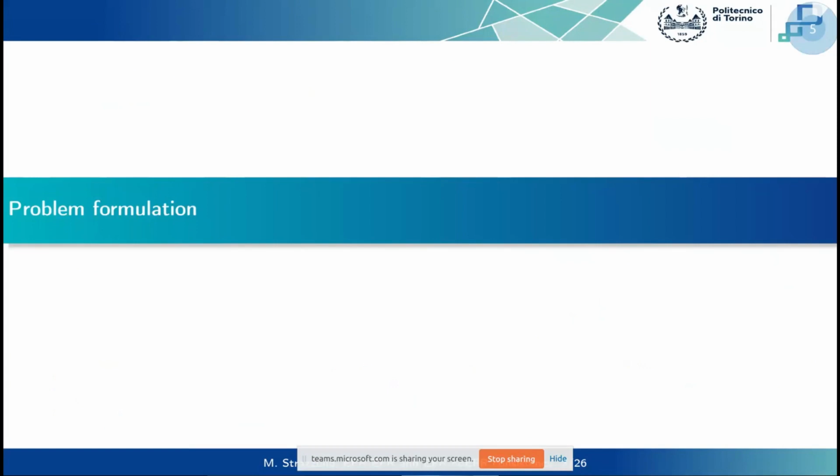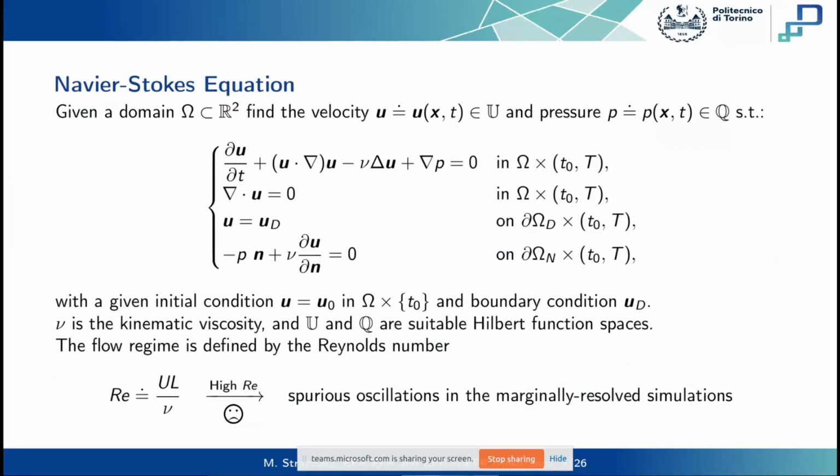So let's start with the problem formulation. As I told you, we work with the Navier-Stokes equation in incompressible flow. So here I want to find the velocity u and the pressure p in a two-dimensional domain that verify this equation here. You see that I have a Dirichlet boundary condition on a portion of the boundary, and a homogeneous Neumann condition on another portion of the boundary. And since the problem is time dependent, you need also an initial condition for the time t0. The spaces are suitable Hilbert spaces, and here the parameter is the kinematic viscosity.